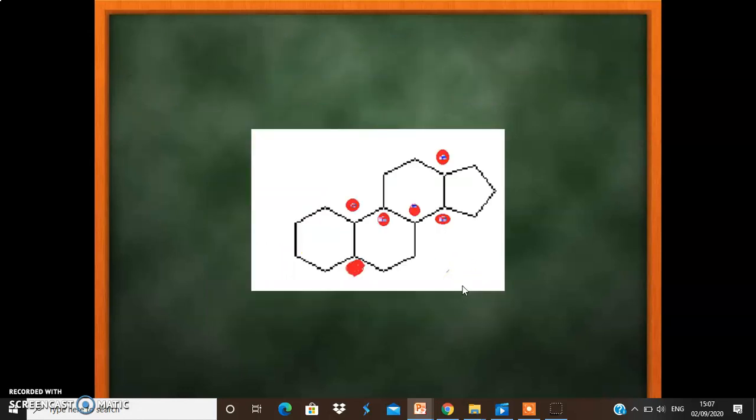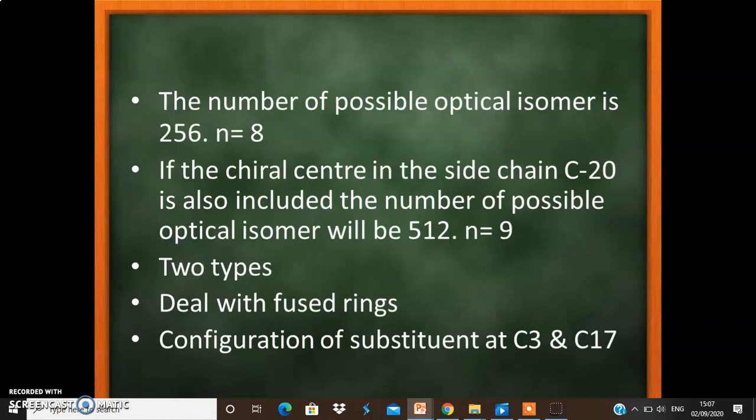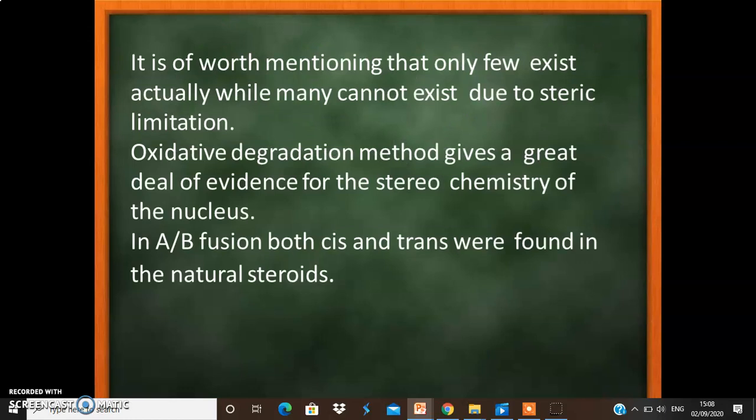So there are 6 asymmetric carbons in the nucleus. In the cholesterol molecule there are in total 8 asymmetric chiral carbons, and therefore it will give a total of 256 optical isomers. If the chiral center in the side chain at carbon 20 is also included, the number of possible optical isomers will be 512. Two types deal with the fused ring configuration and the substituents at carbon 3 and carbon 17. In the fully saturated nucleus, there are 6 chiral centers and therefore 64 optical isomers are theoretically possible. It is worth mentioning that only a few exist actually, while many cannot exist due to steric limitation.